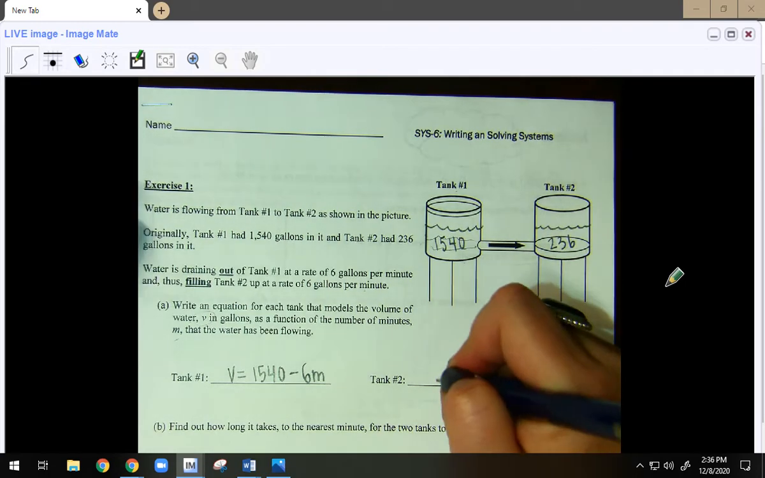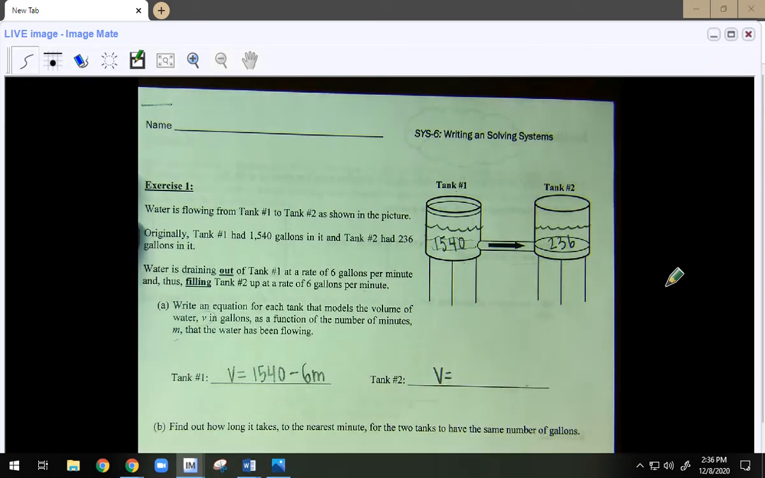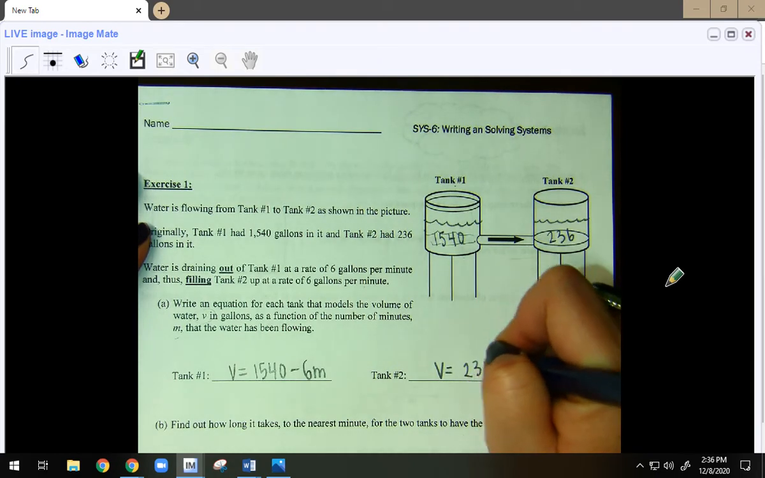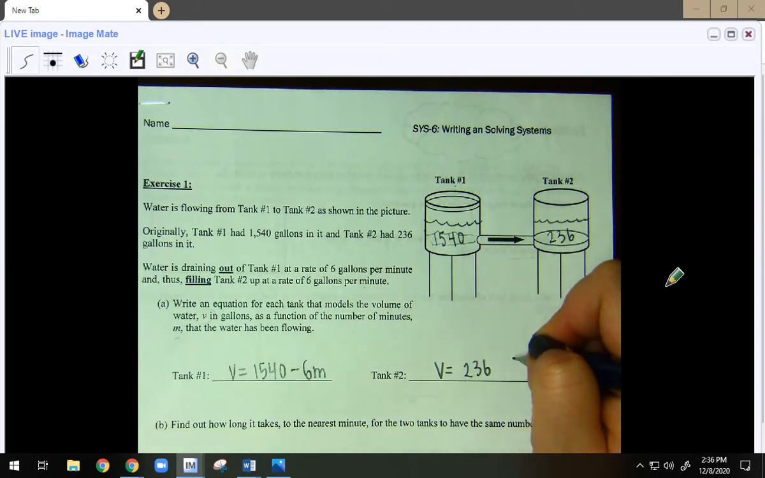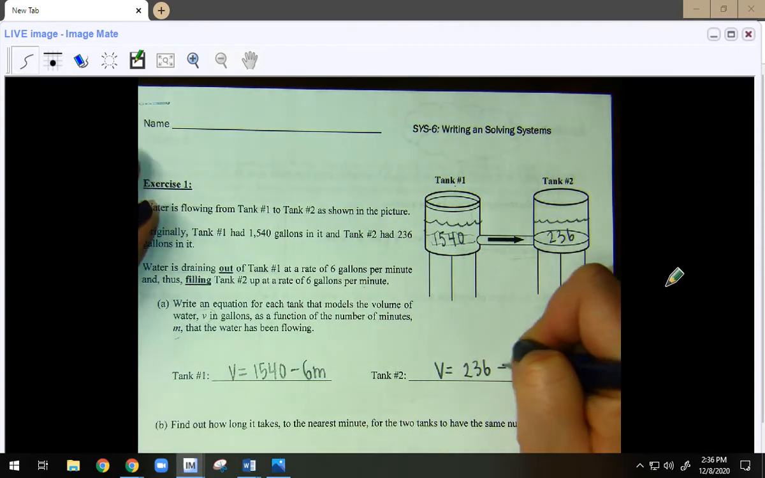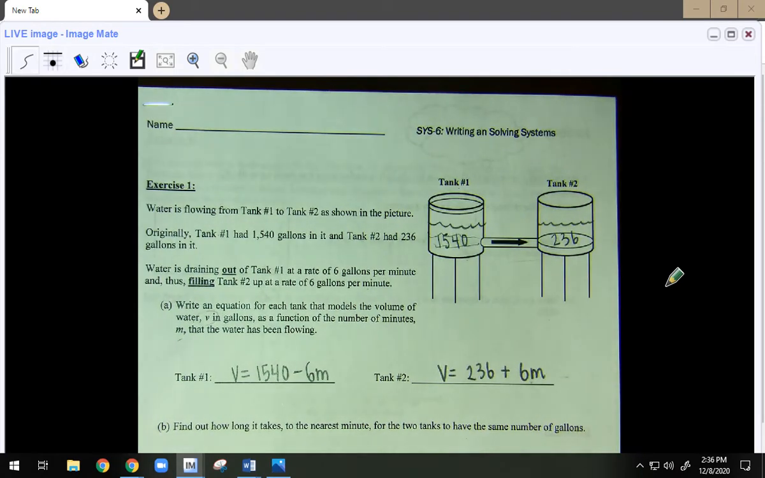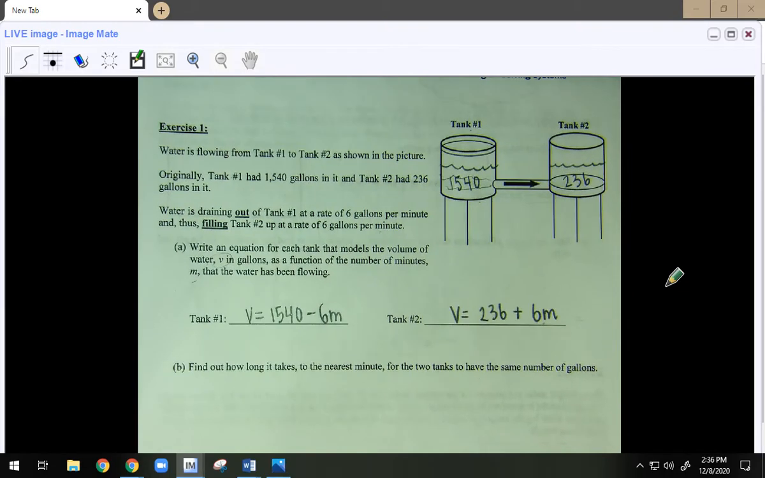Tank 2, on the other hand, the volume for tank 2, how much did tank 2 start with? It started with 236 gallons, okay? And it's gaining, so it's filling, so the water is increasing or getting higher, so I'm adding 6 gallons per minute. Alrighty. Excellent. So that is A.